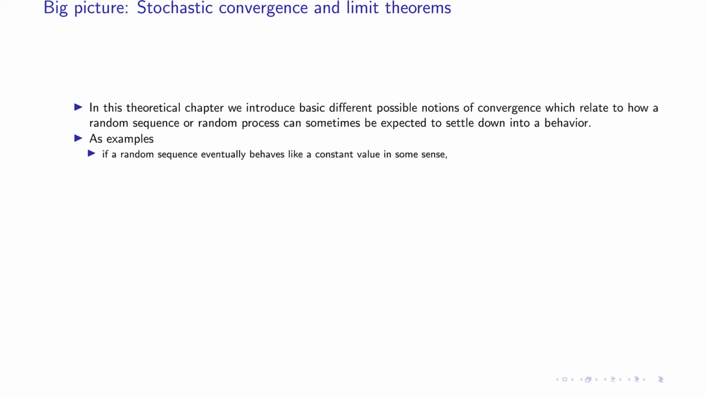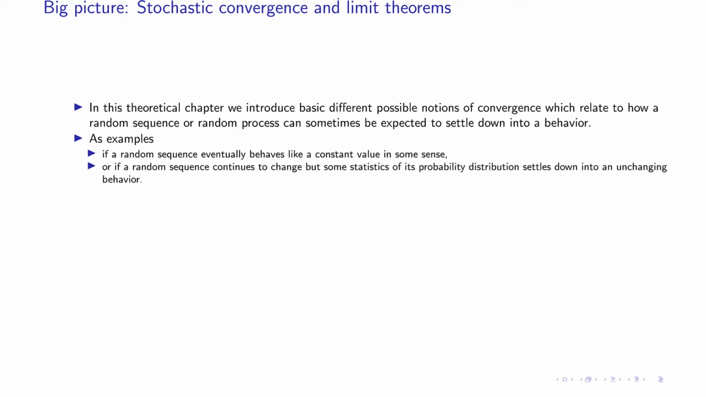Because we are dealing with random entities, we have to make a measurement of that randomness in order to define the senses. Or if a random sequence continues to change, but some statistics of its probability distribution settle down into an unchanging behavior. For instance, after time goes by, your random sequence behaves like a normally distributed random variable with a given mean and some given variance. In that case, we say that the random sequence converges to a normal distribution. So its distribution converges to some random variable.